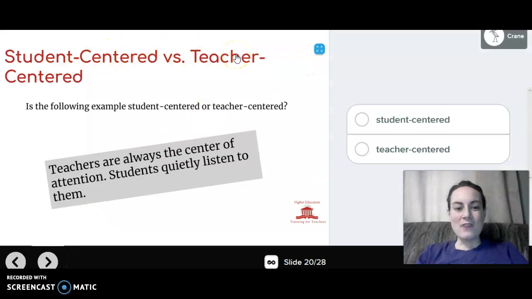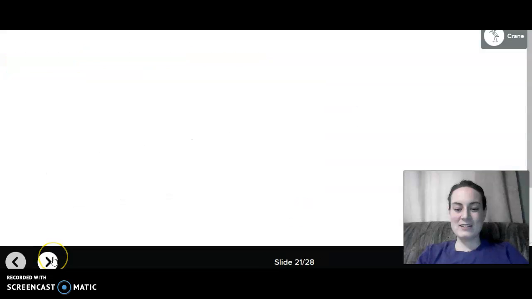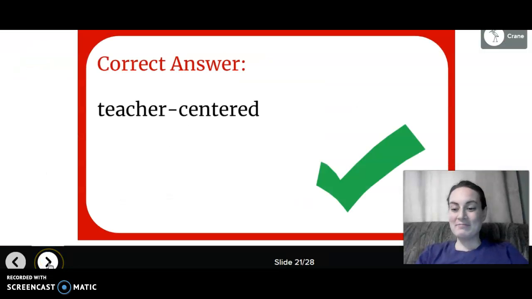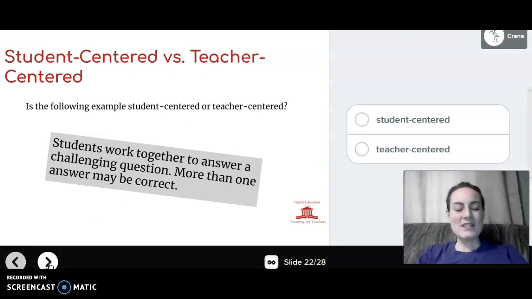Is the following example student-centered or teacher-centered? Teachers are always the center of attention. Students quietly listen to them. So that's teacher-centered. Awesome. Students work together to answer a challenging question. More than one answer may be correct. Student-centered.